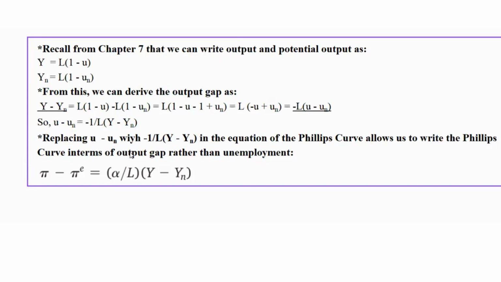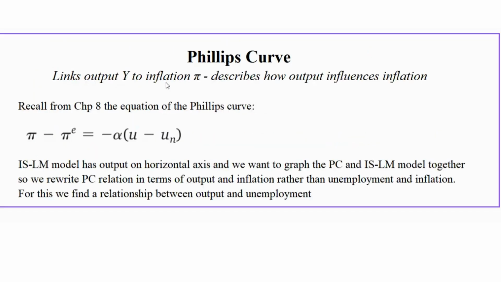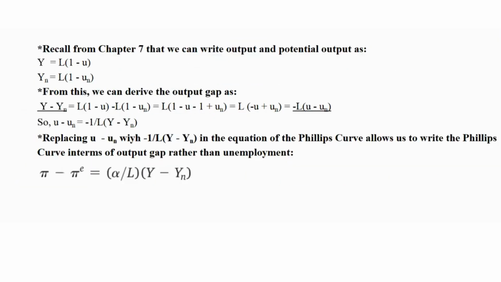So now what we can do is replace u minus un with minus 1 by L times (y minus yn) in the equation of the Phillips curve. Over here on the right hand side, we had u minus un. Now we can replace this in terms of y to get the Phillips curve in terms of the output gap rather than unemployment. And in this way, we can find a relationship between inflation and output rather than inflation and unemployment.